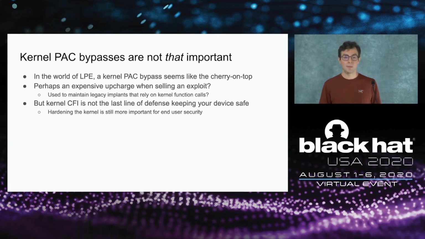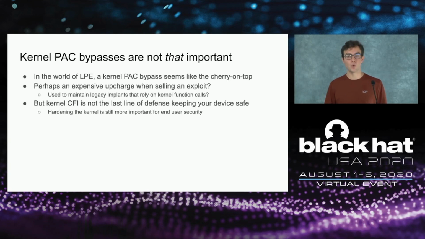I could see, you know, perhaps PAC bypasses might make an expensive upcharge when you're selling an exploit. For example, there may be some threat actors out there who have legacy implants that rely on kernel function calling to accomplish their goals. And so for these actors, they would prefer to buy a PAC bypass rather than re-implement this implant. But kernel CFI just fundamentally is not the last line of defense keeping your device safe.